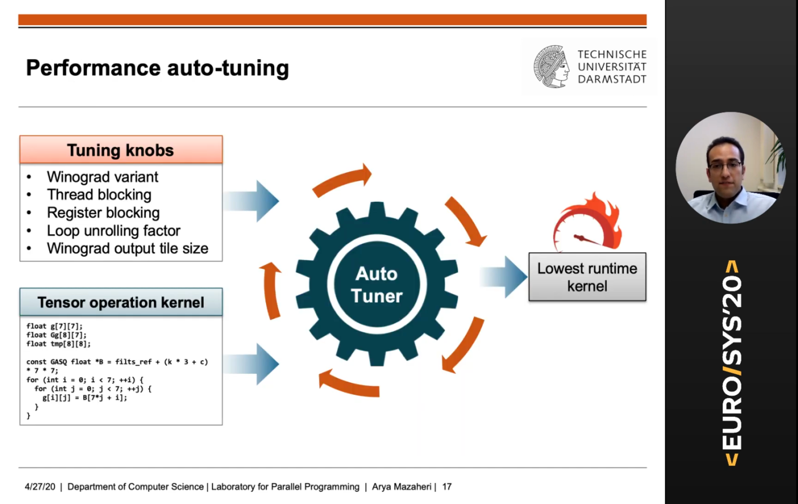It is generally difficult, even with metaprogramming, to write code that runs well across more than a limited range of input sizes. Therefore, we use auto-tuning to tune Winograd parameters as listed here. So we can tune Winograd variants, which means selecting between the fused or the non-fused one. We can change the thread blocking factor and register blocking. We can unroll the loops to a factor that we want, or the auto-tuner selects. And the Winograd output tile size can be selected by the auto-tuner as well.